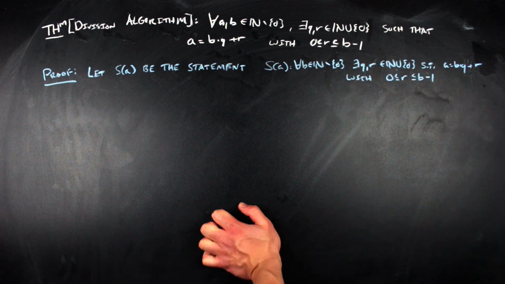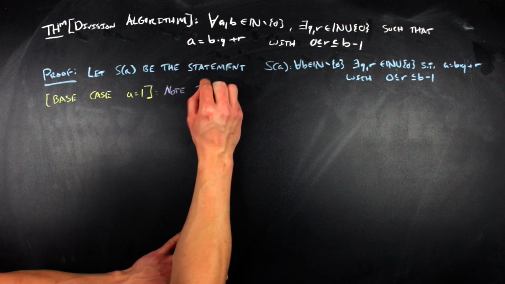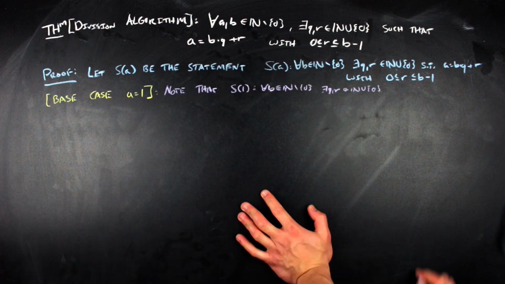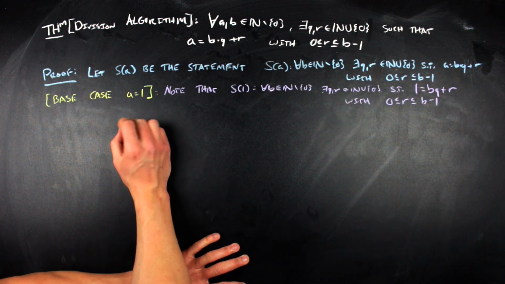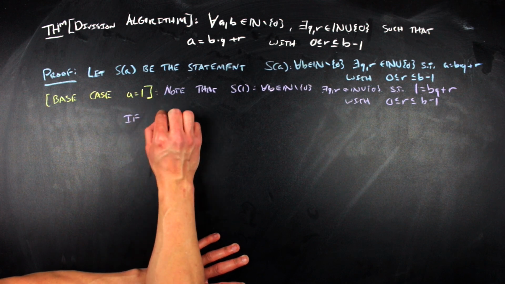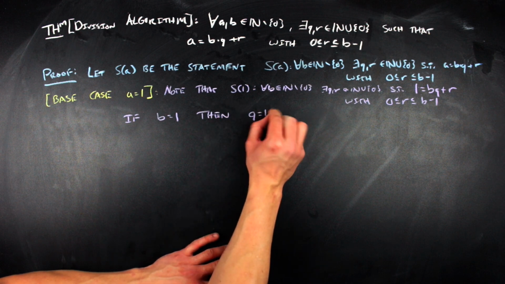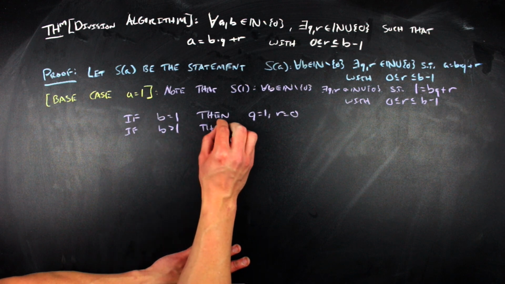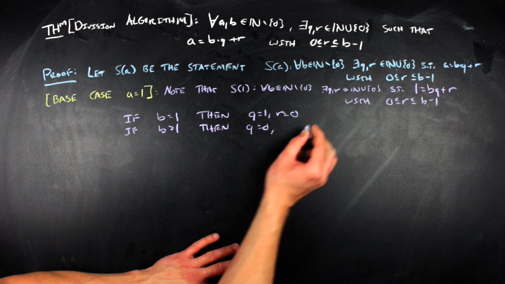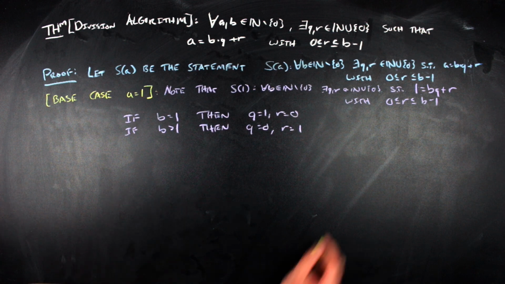The base case here is very, very quick because the statement starts with S of 1, or when a is equal to 1, and well, there are two things that can happen. One, b can be 1, and if b is 1, then q is 1 and r is 0, because there's no remainder when you divide by 1. Secondly, b could be greater than 1, and in that case, 1 divided by anything greater than itself will give you a remainder of 1 and no whole parts of that thing that you used to divide. So here q will be 0 and r will be 1. Hence, the base case holds.